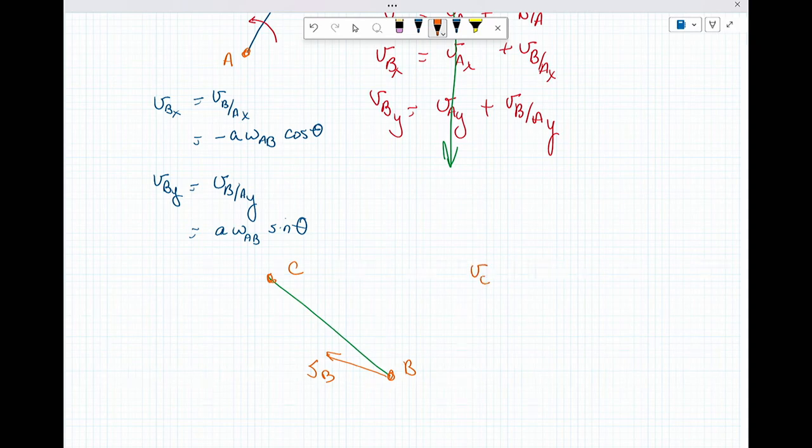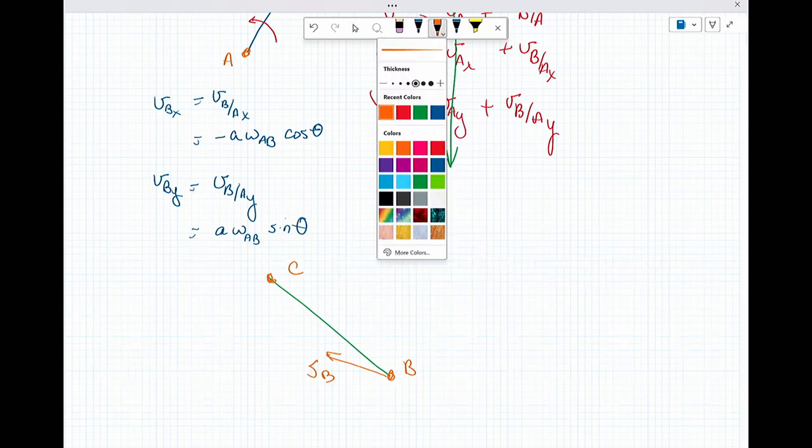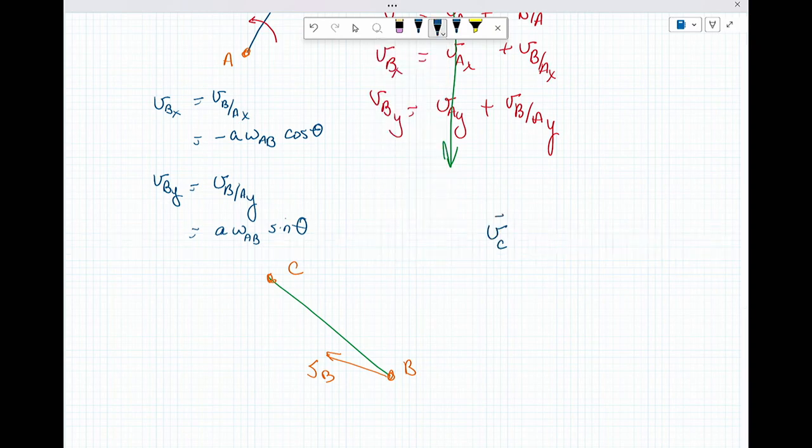So velocity of C is still limited, maybe not that. Velocity of C equals velocity of B plus velocity of C relative to B. Velocity of C, and this link is B, y equals, oh, sorry.